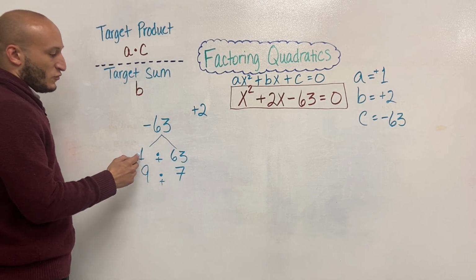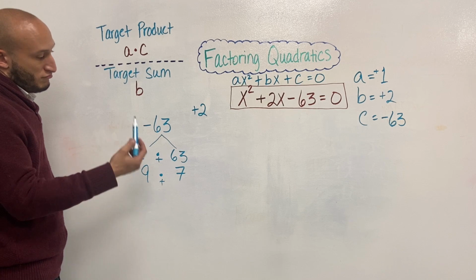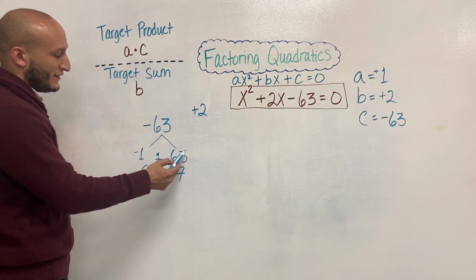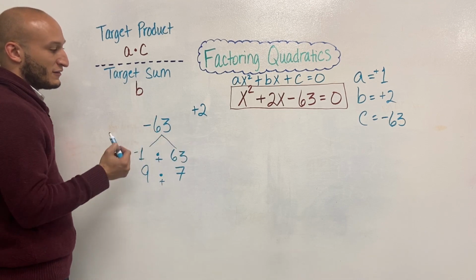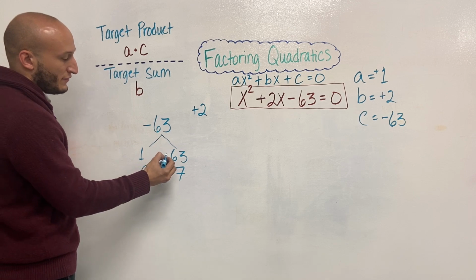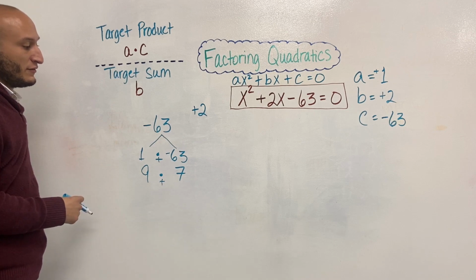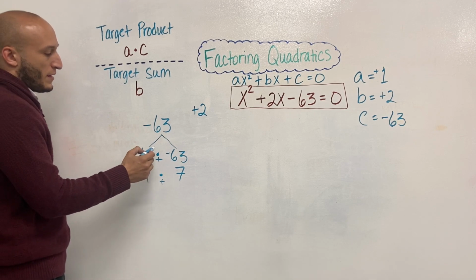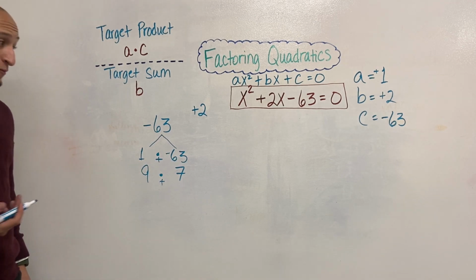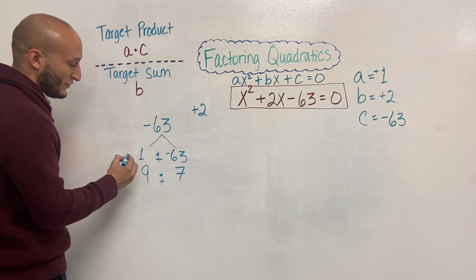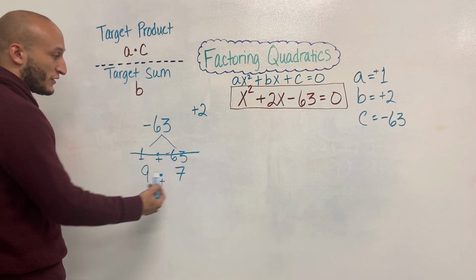Now, let's say negative 1 times 63 equals negative 63. But if I add these, it would equal 62, which is not even close. If I change the negative, 1 times negative 63 also equals negative 63, but 1 minus 63 equals negative 62, which is not even close. So this pair would not work. Let's see if this one works.